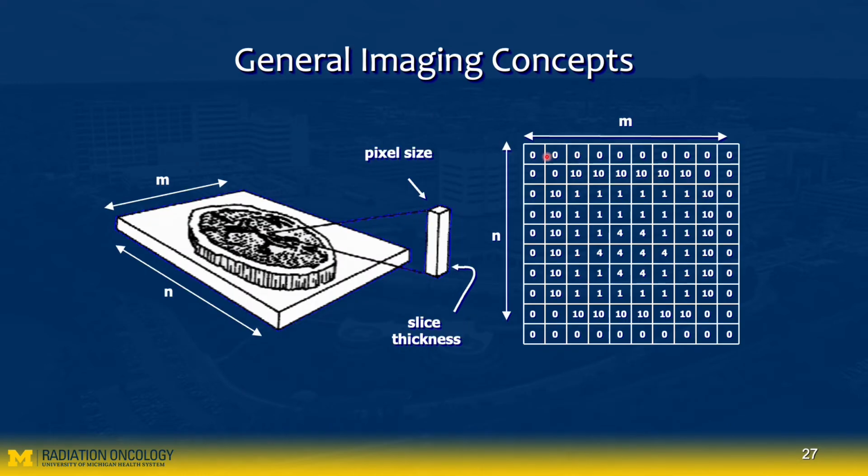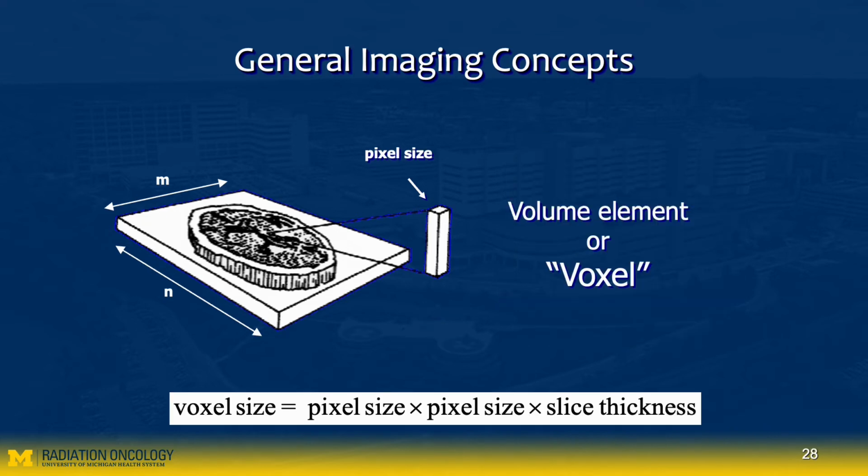So each image has these numbers, pixel size, and in the CT image, as you saw before, depending on what technique was used, slice thickness can be assigned, right? So this becomes a pixel size XY, and then Z. So this will become a voxel. So what's a voxel? A voxel is a volume element. Like I said, voxel size is pixel size XY times slice thickness.